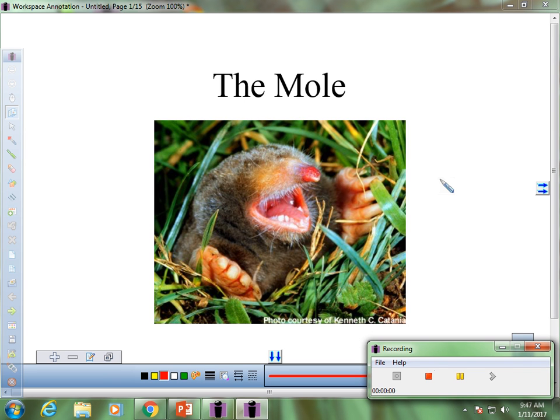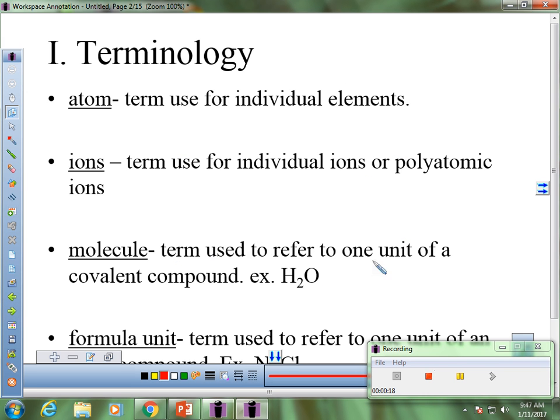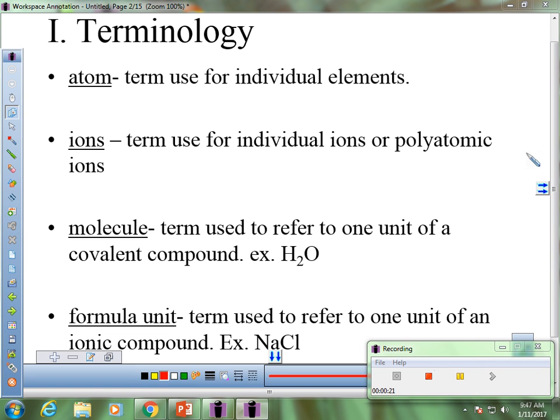Today in class we started the unit called the mole, and our little mascot is a really ugly looking creature, but the mole in chemistry is really a unit that we're going to be dealing with. So before we began with the unit, we did some vocabulary. So you might want to pause the video and write this vocabulary down.